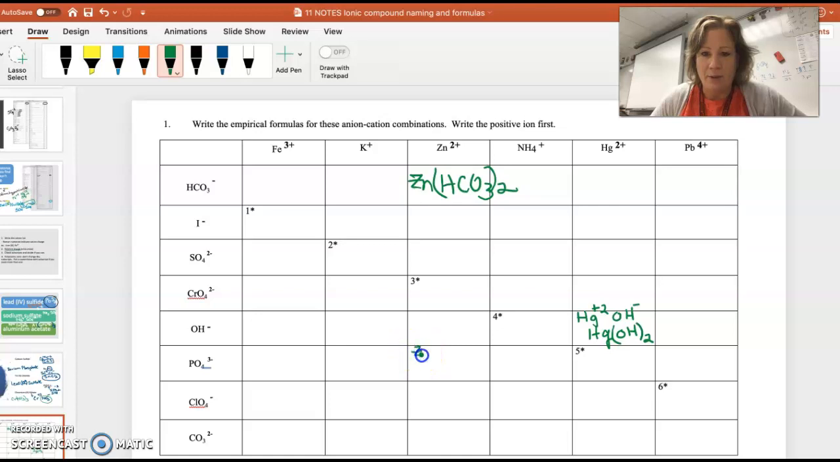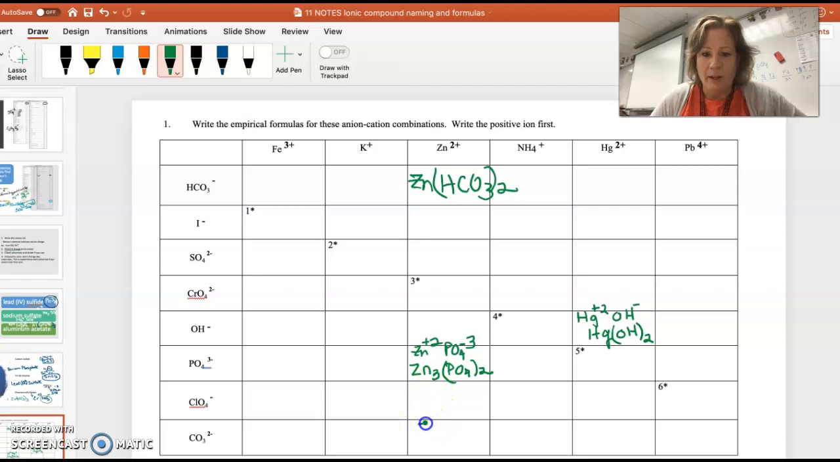Zinc is +2. Phosphate is -3. It's coming from over here. So I would need, and here's where the crisscross works, I need 3 zincs and 2 of the phosphates.